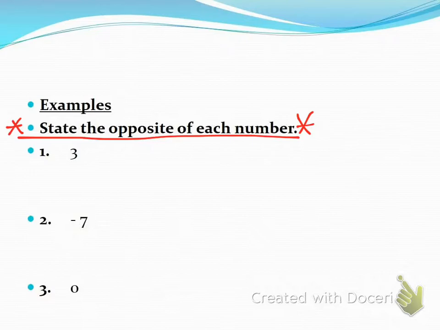What is the opposite of 3? -3. What is the opposite of -7? +7. The opposite of 0 is 0.